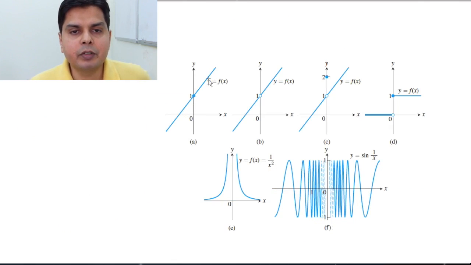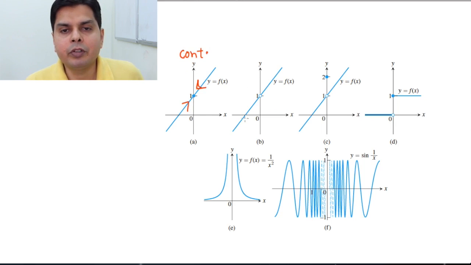See some examples of graphs of functions and check whether the function is continuous or not. Suppose this is my function y is equal to f(x). I have to check whether the function is continuous at this point or not. Simple, the value of the function is also given by this dot, and the right hand limit will be 1, the left hand limit will be 1, so this function is continuous.